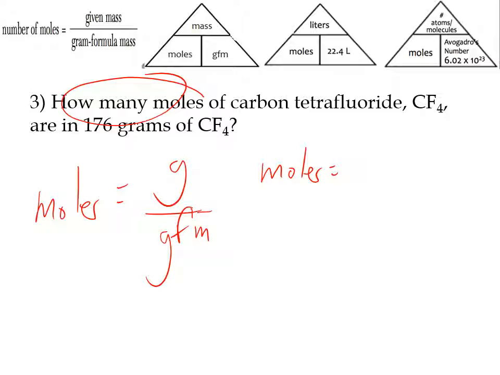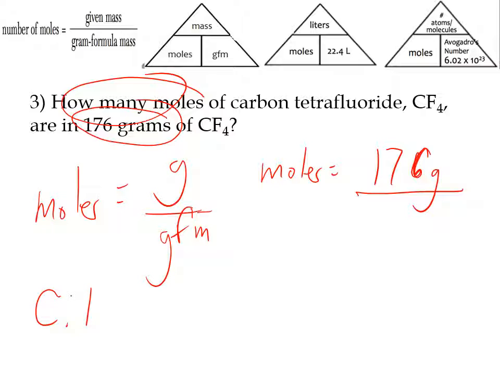Moles equals, now it tells us we have 176 grams. That's what we have. That's our given mass. So 176 grams is the top of my fraction over here, divided by the GFM. So I need to go look up what CF4 weighs. And if I go to my reference table, carbon, there's 1 of it in the molecule, and each one weighs 12 according to my periodic table.